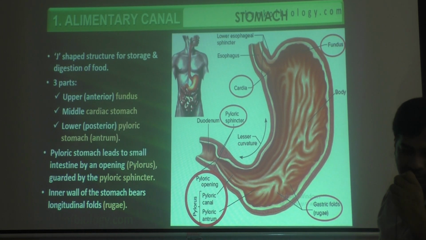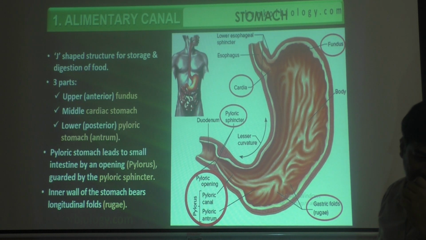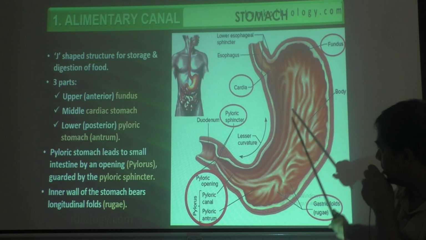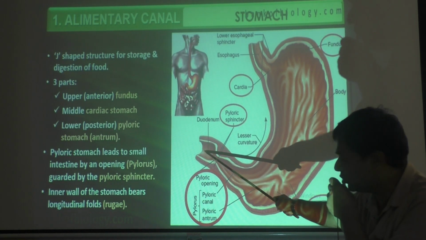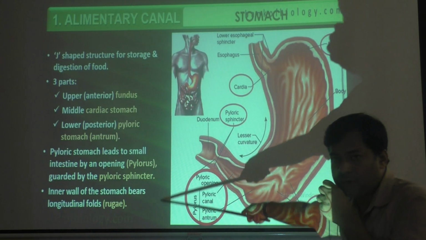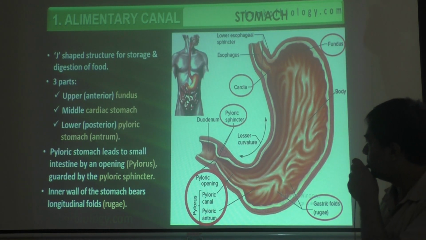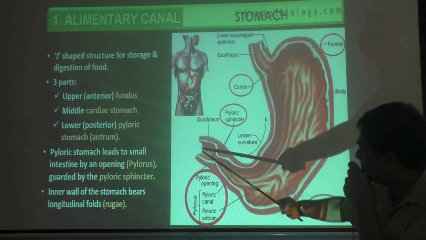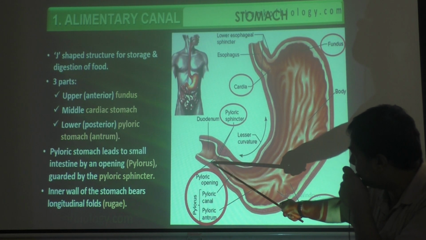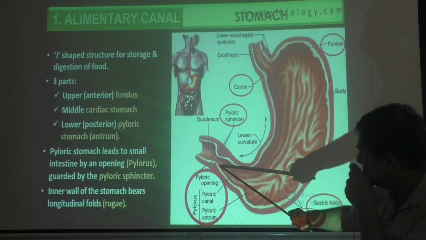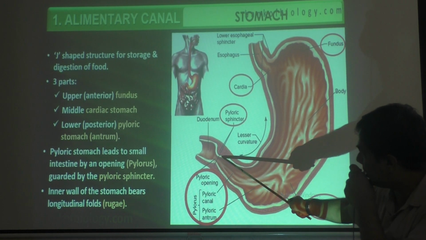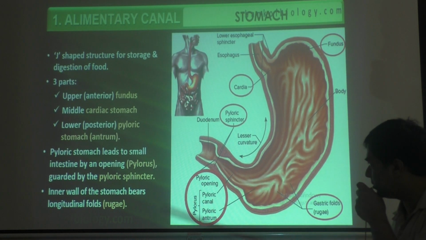Okay, pyloric stomach. Then the pyloric stomach leads to the small intestine by an opening. So food present in the stomach will go to the next part, this tube cut here, and then it will continue as intestine. So food from the stomach goes to the intestine. See, this is the first part where the intestine started. After this the intestine started, up to this is stomach. The last part of stomach is the pyloric part.